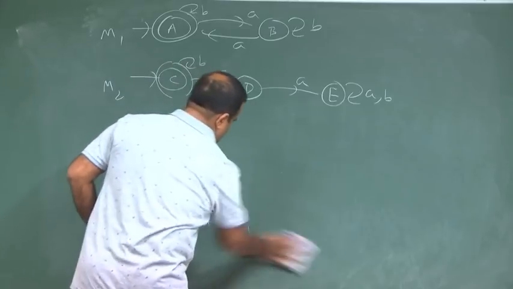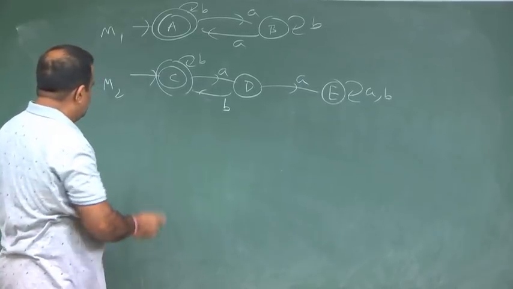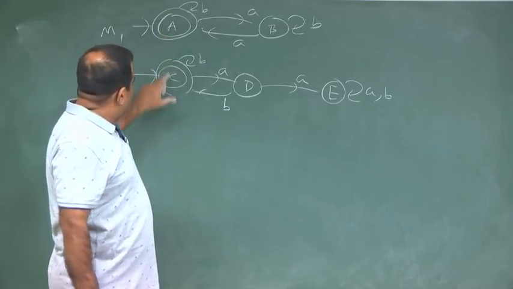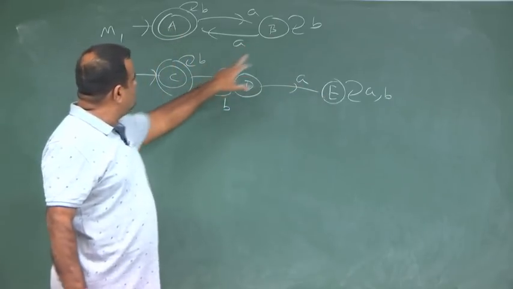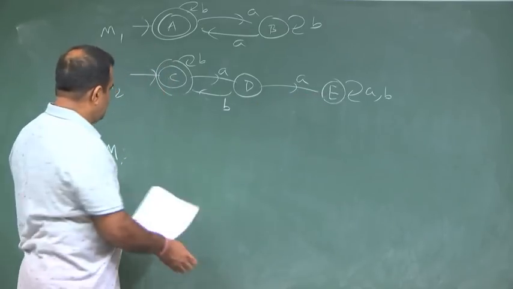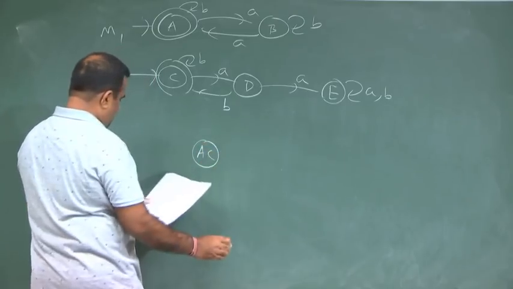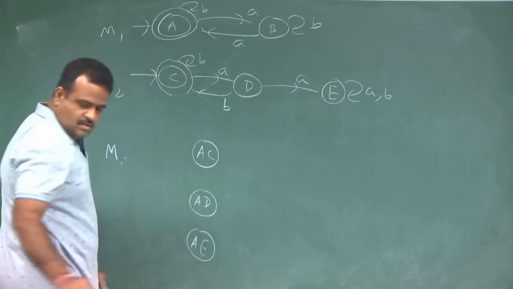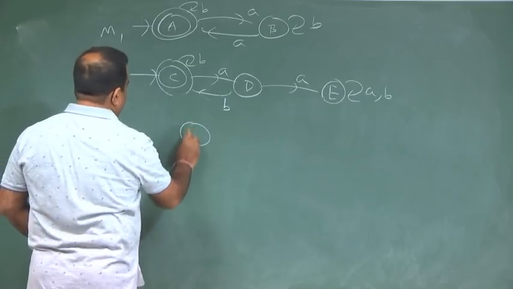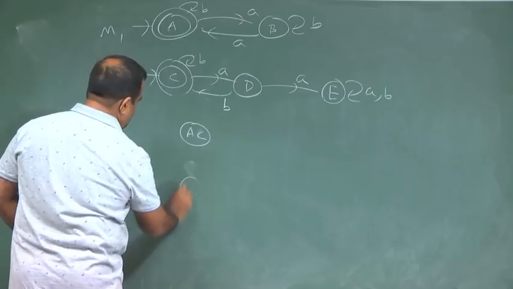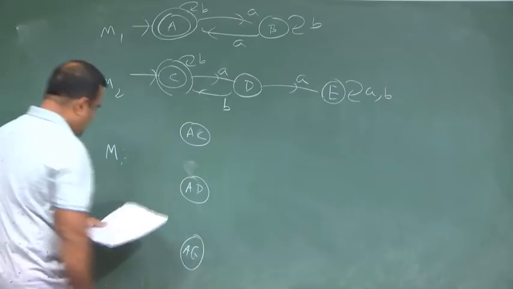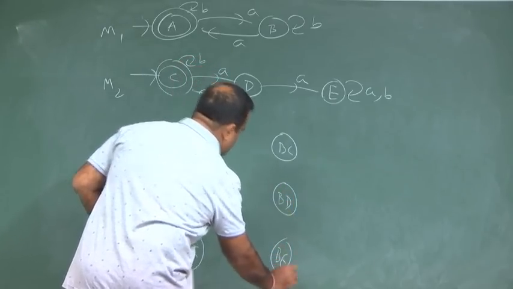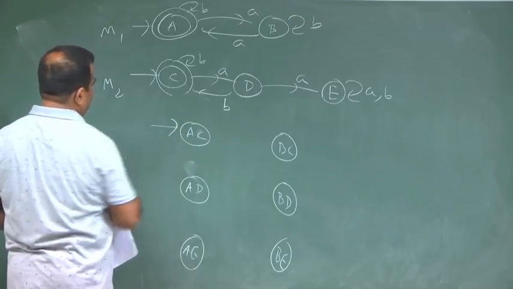Now we want to combine these two by the construction which we have seen, the Cartesian product. Now, we have to find an M by taking all the states as a Cartesian product. So, AC is one state, AD one state, AE one state, BC one state, BD one state, BE one state. So, we will have all the states AC, AD and AE, and similarly we can have BC, BD, BE. Okay. So, this is the starting state for this.